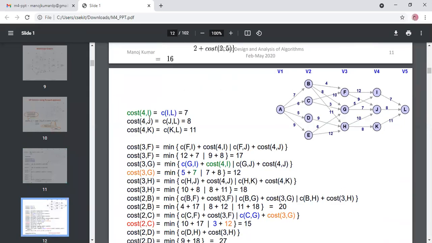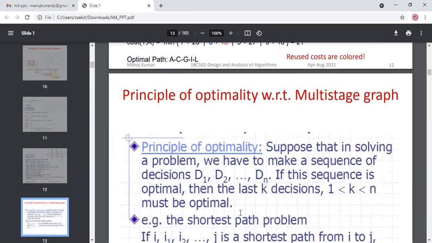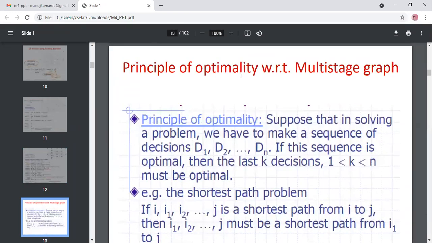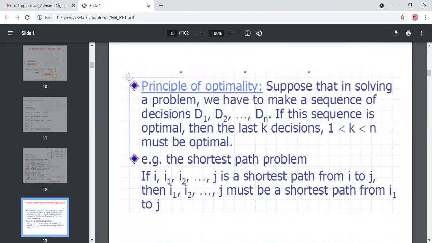Okay, so now that this is the path representation, you come to the principle of optimality with respect to the multi-stage graph. What will the principle of optimality tell? Suppose that in solving a problem, we have to make a sequence of decisions, D1, D2, Dn. If this sequence is optimal, then the last k decisions, where 1 < k < n, must be optimal.